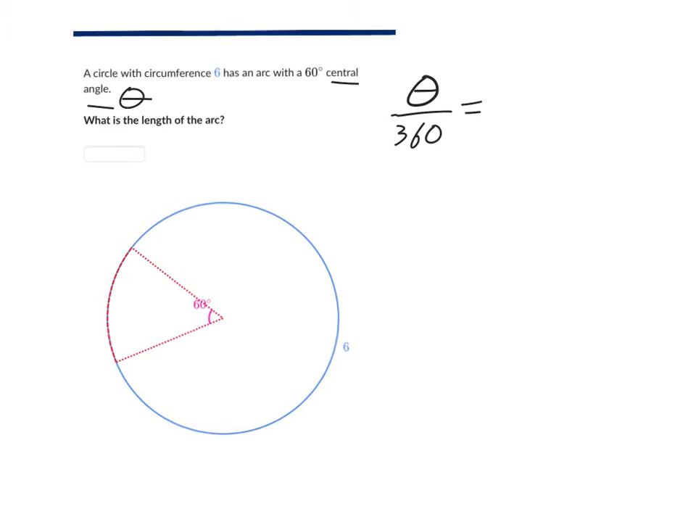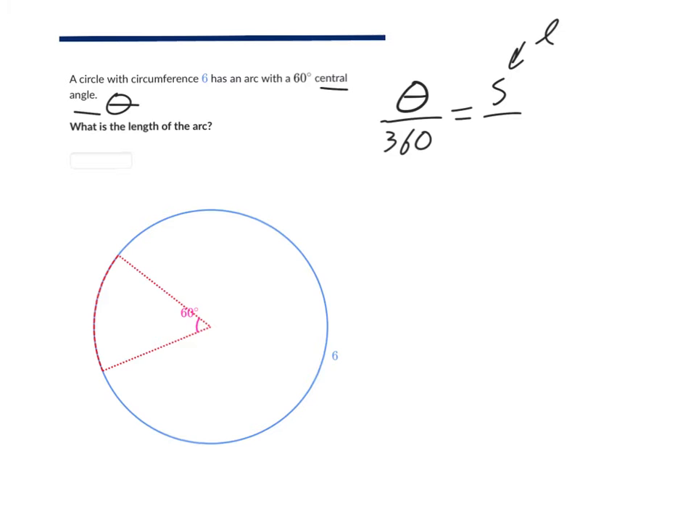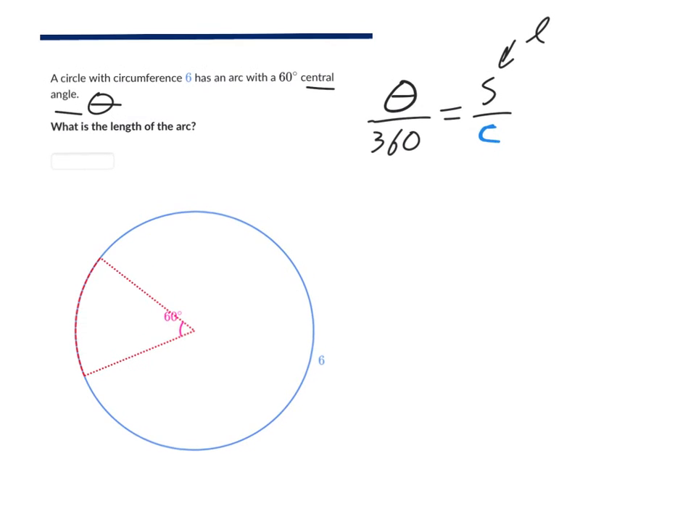Set that equal to, you can use S. Sometimes instead of S, you'll see L. I don't know why they use S, but they do. And you're going to put that over the circumference. But remember, sometimes they're not going to give the circumference to us, and so we have to use the formula for circumference, and circumference is also 2 pi r.